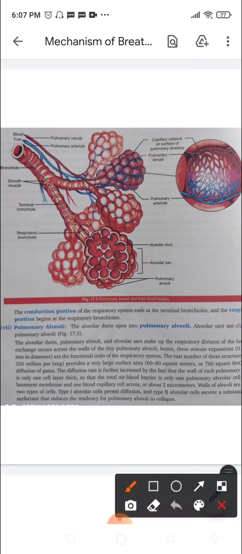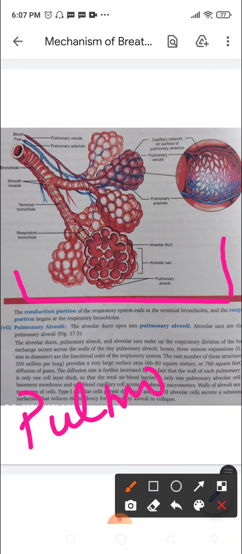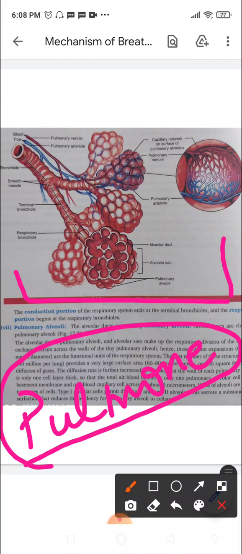Just before we study what happens inside the lungs, we will quickly go through the structure of the alveoli. Now, another term used for lungs is pulmons. Any term in which the word pulmonary is there is related to lungs. So pulmonary alveoli means the alveoli which are found inside the lungs.